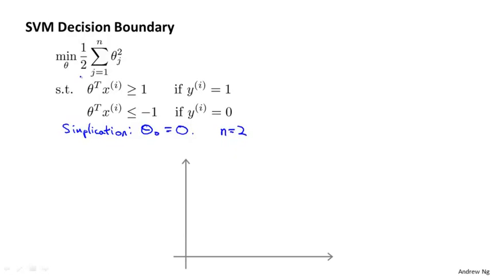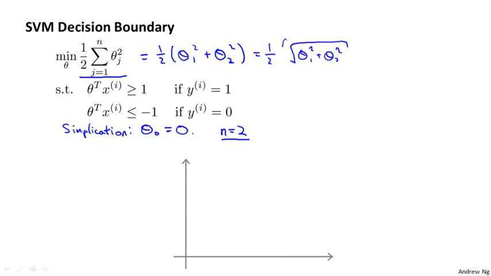Now let's look at the objective function, the optimization objective of the SVM. When we have only two features, when n is equal to 2, this can be written as 1/2 of theta 1 squared plus theta 2 squared, because we only have two parameters, theta 1 and theta 2. And what I'm going to do is rewrite this a bit. I'm going to write this as 1/2 of the square root of theta 1 squared plus theta 2 squared, and then squared. The reason I can do that is because for any number w, the square root of w and then squared is just equal to w. So square roots and squared should give me the same thing.